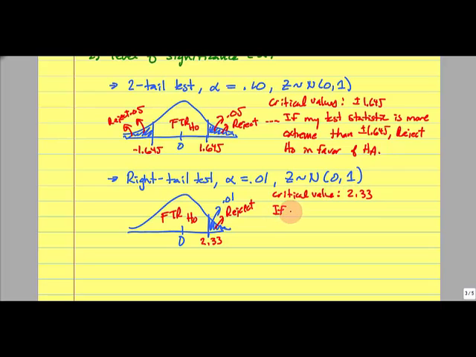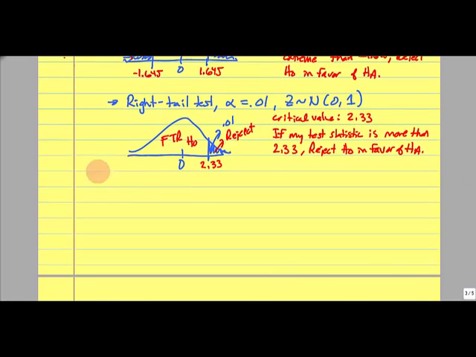So my decision would be: if my test statistic is more than 2.33, I would reject H0 in favor of HA. Up here I said more extreme, because that took into account both tails: more extreme than 1.645, more extreme than negative 1.645. But here I can just say more than, because it's only a single tail test.